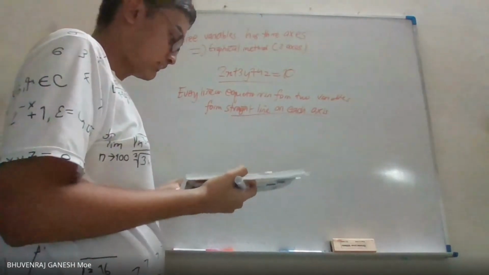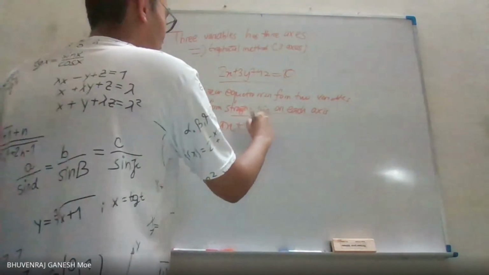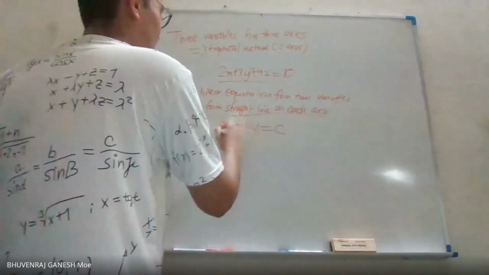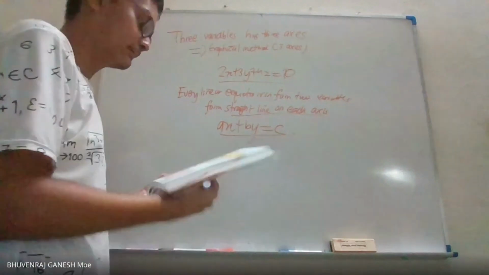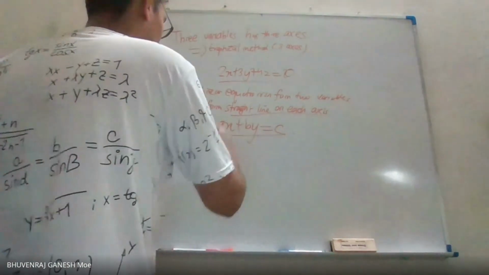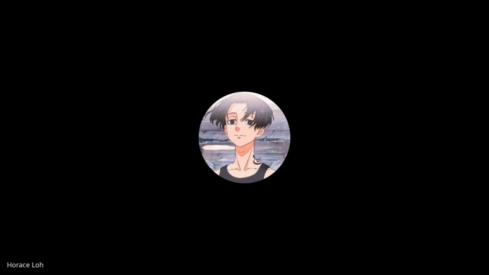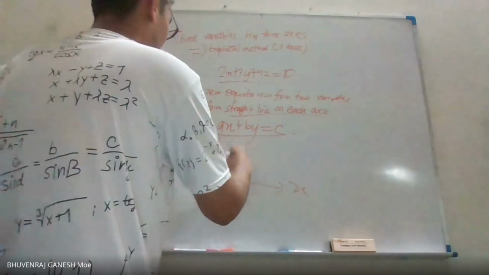So let's see. Linear equation in two variables. This is what you gave. This is the general form: Ax plus By equals C. So this is what you gave me just now, and this is how the graph looks. If I put the y-axis here and the x-axis here, this is how the graph goes. Ax plus By is C.